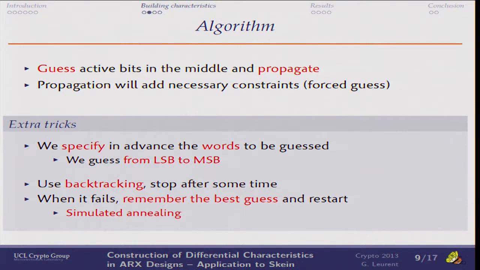And thanks to this, when we realize that some choice doesn't work, that we're going to fail, we can stop at some point, and we can remember the best choices that allowed us to go the furthest. And then we can restart from this choice and try to modify it a little bit, and then we can use some kind of optimization algorithm, and what we do is basically simulated annealing. And thanks to this, we can eventually find characteristics that do work for some number of rounds.